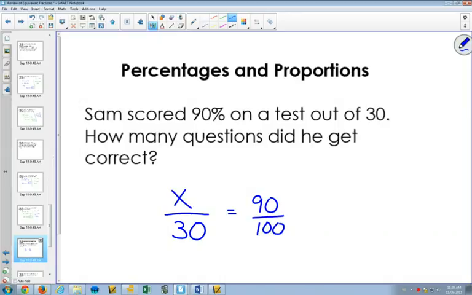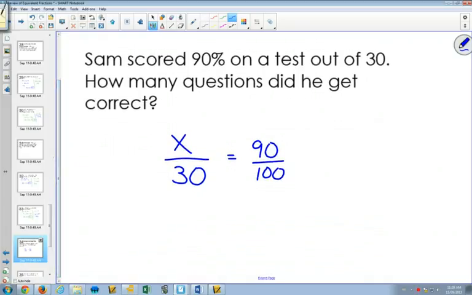How do we go about solving this for the algebraic way? We want to figure out x. Right now it's divided by 30. Opposite of dividing by 30? Multiply by 30. So if you multiply both sides by 30, these 30s would simplify. And type it into your calculator. 90 divided by 100 times 30. And you'll get 27.